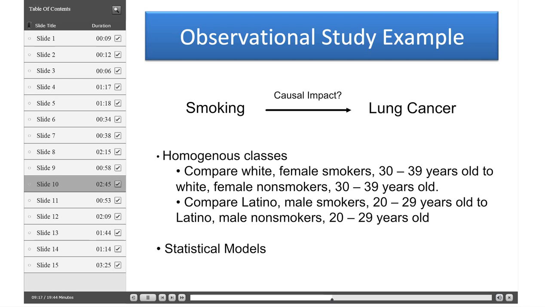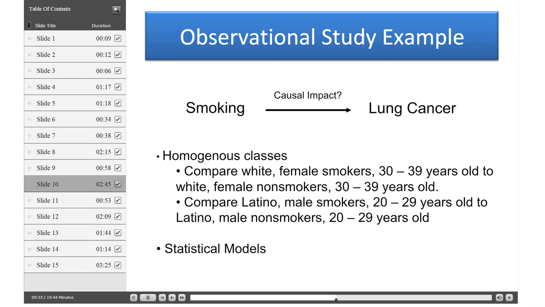So one method to try to deal with this is something called homogeneous classes. So the word homogeneous just means similar. So you try to break people down into different groups that are very similar to each other, with the only difference being that one group smokes and the other one doesn't smoke.